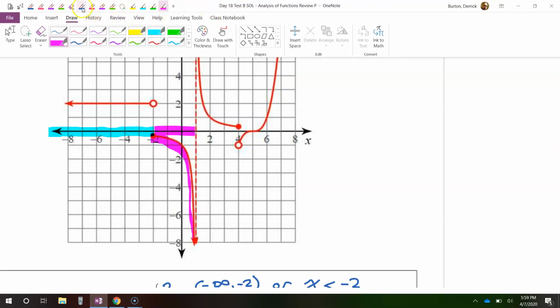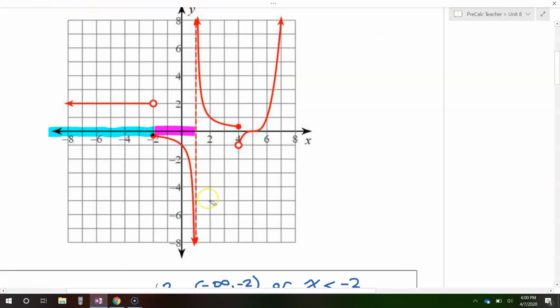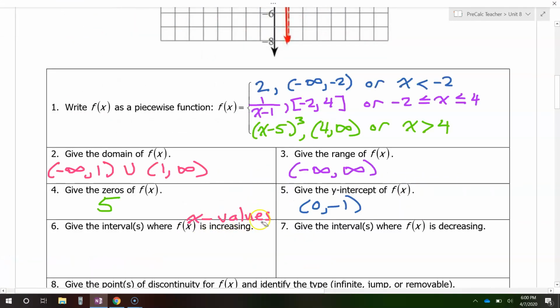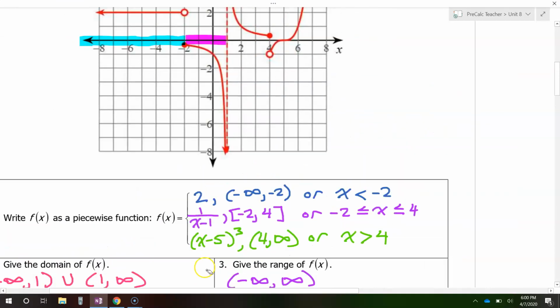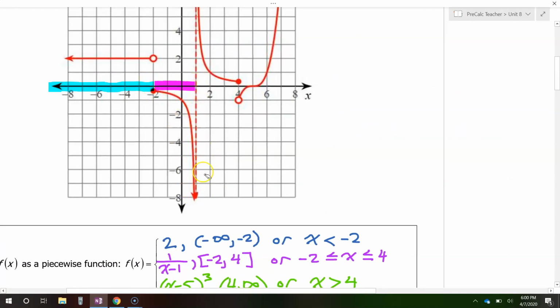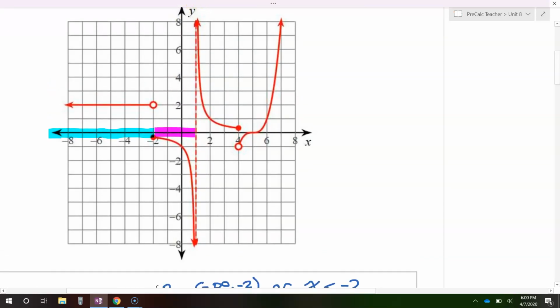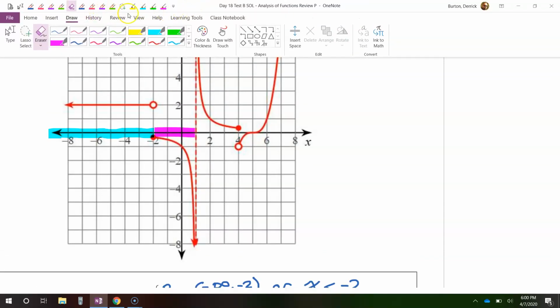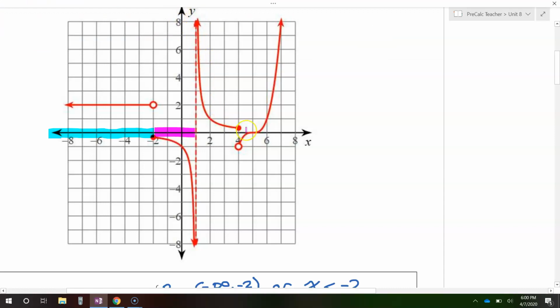Let me just erase. So I'm highlighting the x-axis because all we care about are x values. So sure, I'm highlighting the whole thing, but then x values only. Now, as I continue my journey, what about this part? From left to right, I'm once again going downhill. From here to here, that was decreasing. So that is going to be another decreasing interval from here to here on the x-axis.